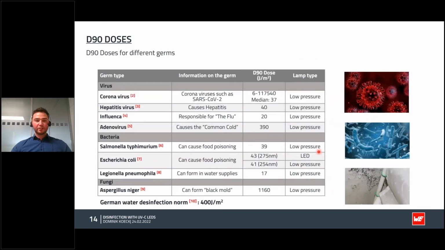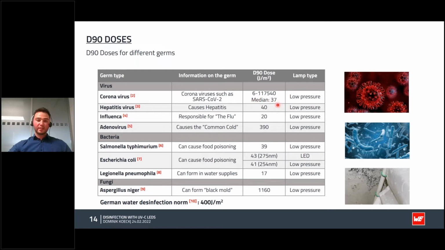As I mentioned, the D90 dose is a property of different germs and viruses. It very much depends on the kind of virus or bacteria, and there are huge variations between different types of viruses. For example, the common coronavirus has, depending on the study that looked into this, huge variations of the D90 dose. Some found only 6 joules per square meter, others found more than 100,000.